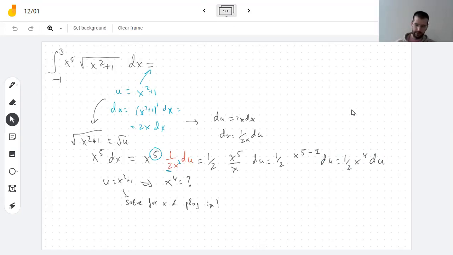So now I'm left with this 1 half x to the fourth, and I need to do something with it. When you have something that is not obviously u, you can always just take whatever equation you wrote and solve for x, and then here you would take the fourth power. And maybe we don't need to solve for x completely to do it, because if u is x squared plus one, I know that u minus one is x squared. So what is x to the fourth going to be?